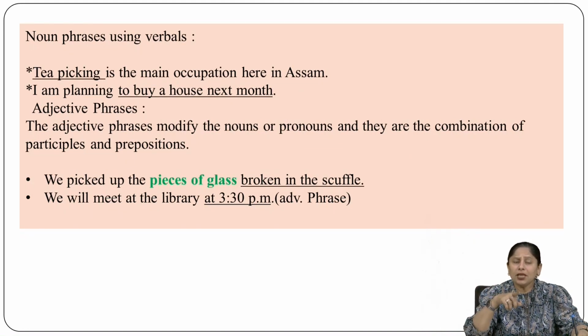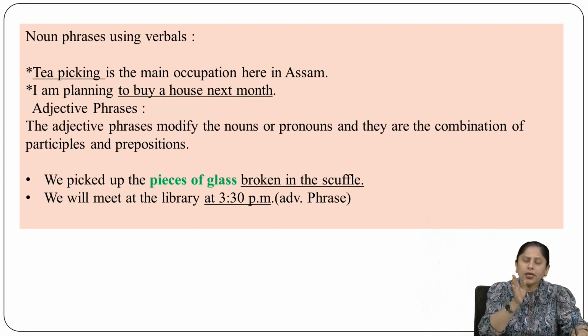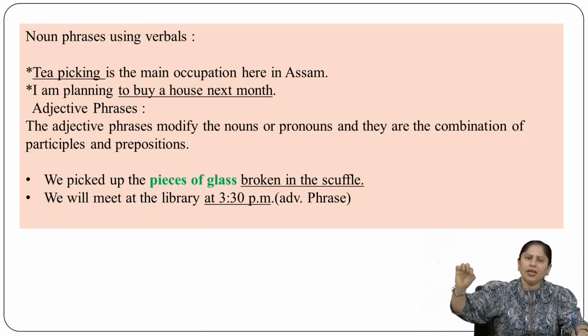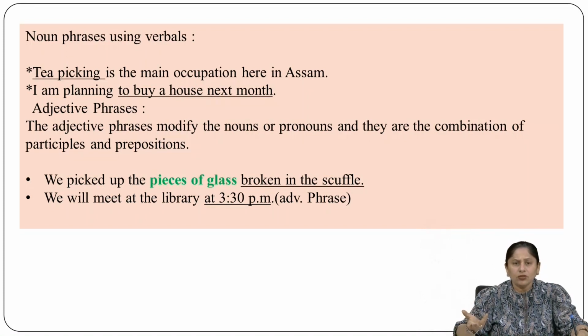Again, tea picking is the whole phrase. It is the noun phrase. Why? Because it comes at the place of a noun. You can remove the words tea picking and put in the word dancing: dancing is the main occupation of Hema Malini. So again, you can understand that a noun phrase comes at the place of a noun.